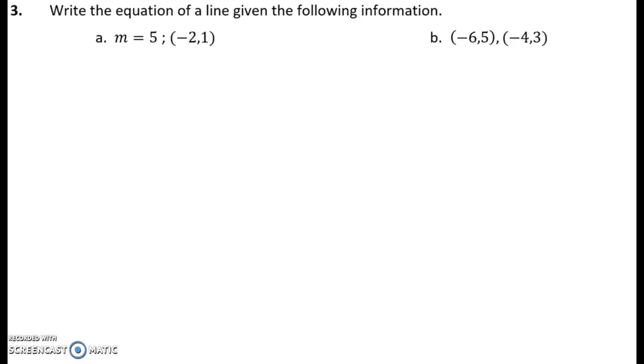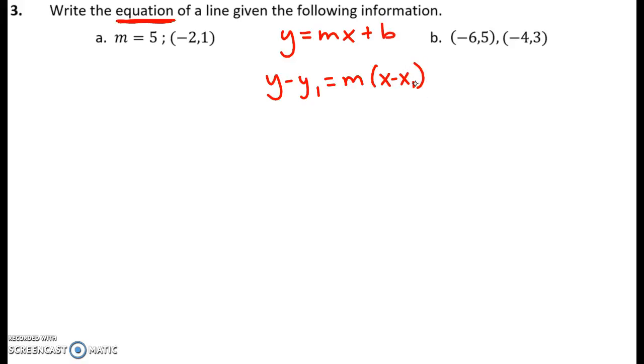Problem number 3 says write the equation of the line given the following information. Again, left open-ended for you. So you have a couple of options here. Slope-intercept form or point-slope. So if we're going to write it in point-slope form, you need to know the slope and a point. So since I know both, I am going to go ahead and substitute that in.